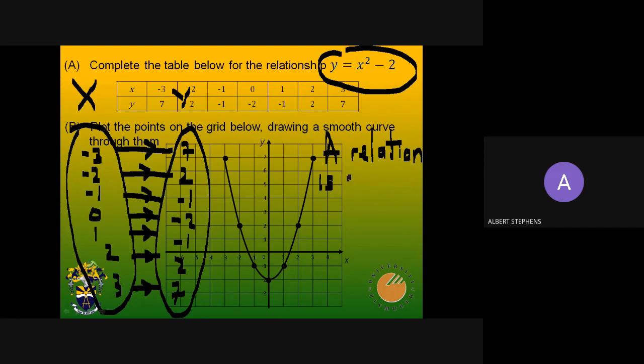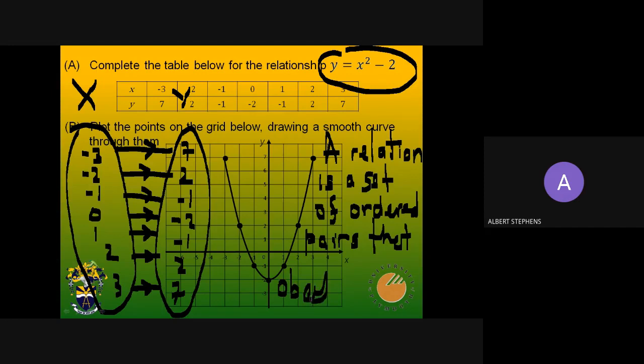So a relation is a set of ordered pairs that obey a particular rule.